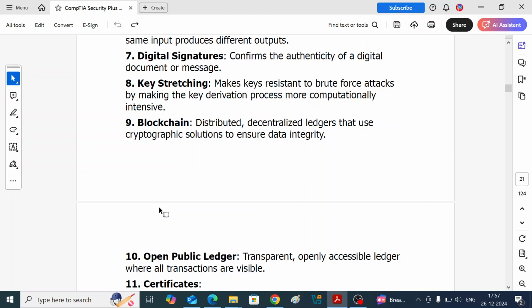Bitcoin uses blockchain technology. You'll hardly get a question out of this in your CompTIA. I'm pretty sure about it. You won't see a question from this, but it's important to know what blockchain is. It's a distributed, decentralized ledger that uses cryptographic solutions to ensure data integrity.